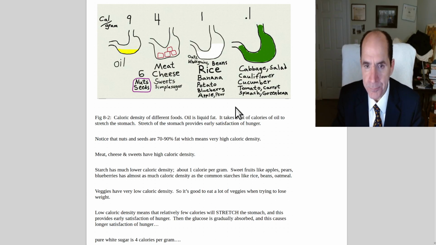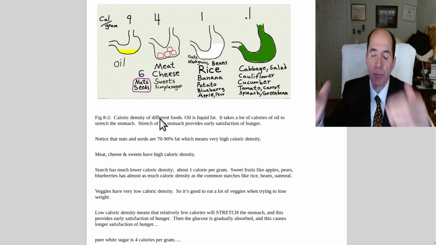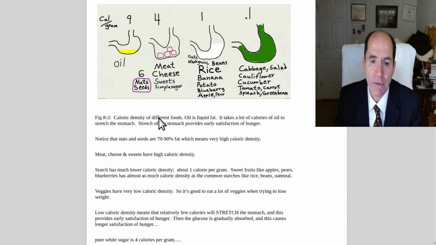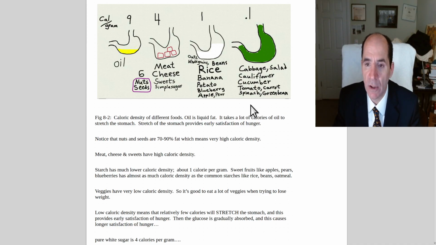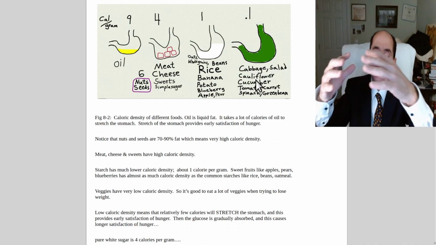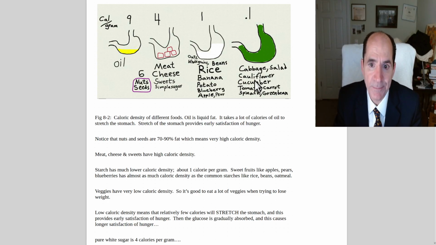This shows it about as well as it's going to show it. When you eat these high caloric density foods, the higher the percentage of calories in your diet from fat, the more likely you are to become fat. That's an important point. The other point was to eat the lowest caloric density foods first if you want to lose weight.